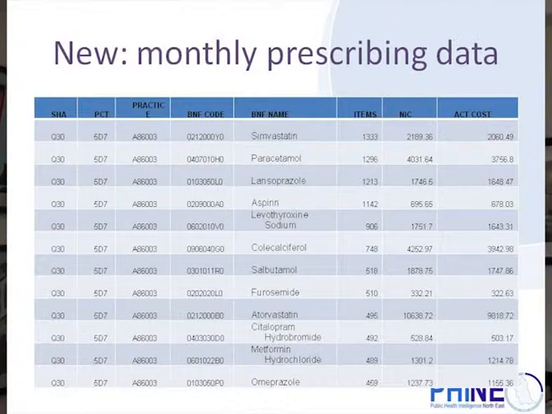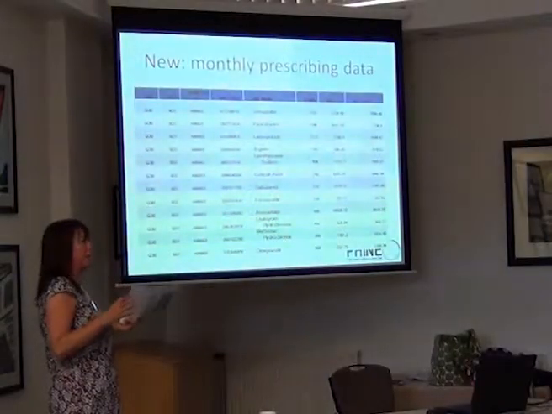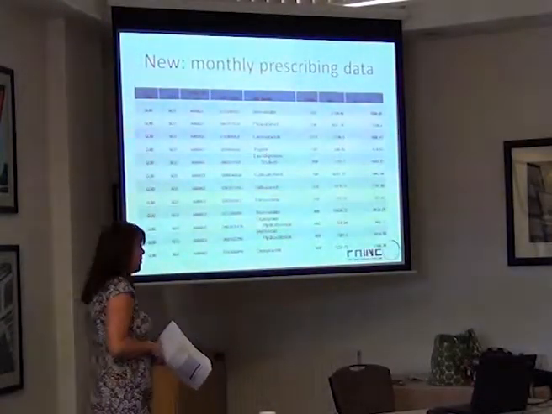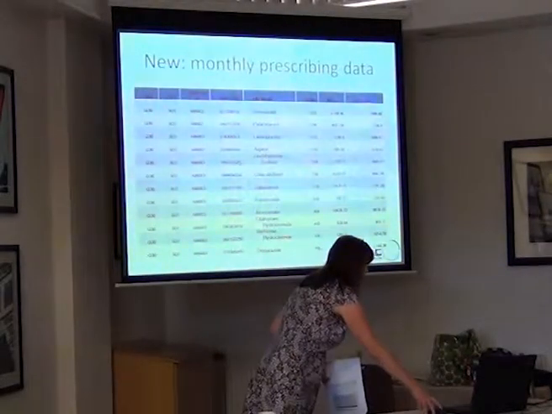So, just to go through it, simvastatin is a particular type of drug that's used, the statin. That particular practice prescribed 1,333 items with a net ingredient cost of £2,200 approximately, just for April. So it sort of helps to give an idea of the scale of some of the prescribing and the amount of money that's involved in it.